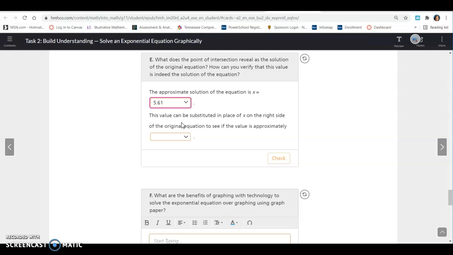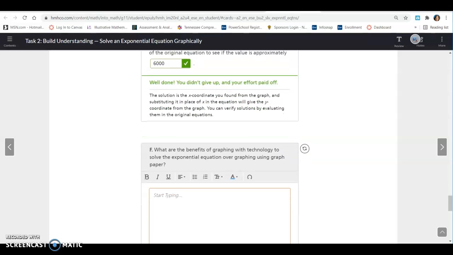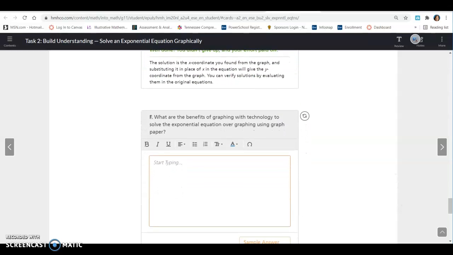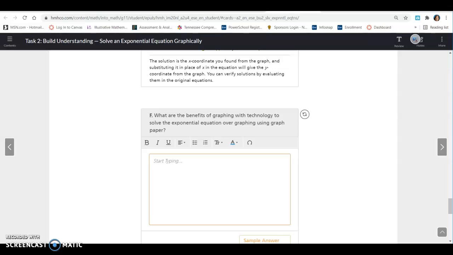All right, so your x is approximately 5.61. And we say approximately because we did round to get that number. This value can be substituted in place of x on the right side of the original equation to see the value is about 6,000.